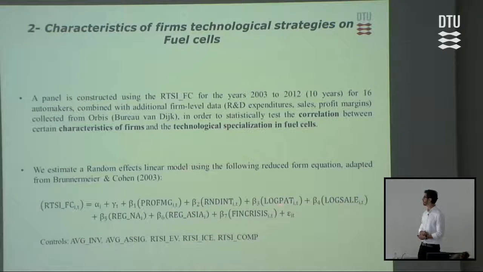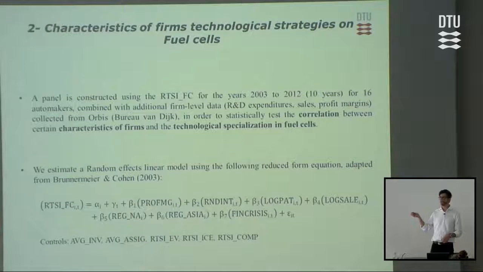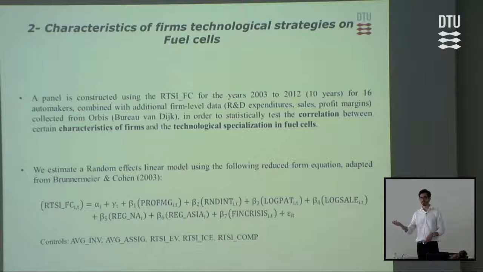the stock of patents, representing the knowledge stock of the firm, sales, representing the size of the firms, two dummy variables to represent country specifics, so the country of origin of the firms, and one to represent the financial crisis. This is a dummy variable as well, to represent whether the financial crisis and all its consequences have any effect on this decision of specializing.